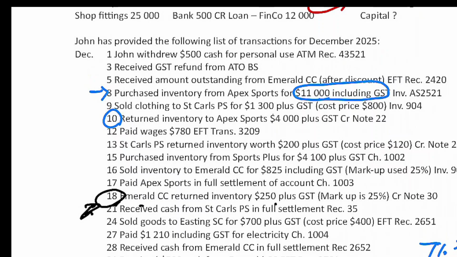Okay. Colin, can you tell me how much money St. Carl's owes us? The GST minus the sales return. Yes, very good. You have simplified them, the increase GST.